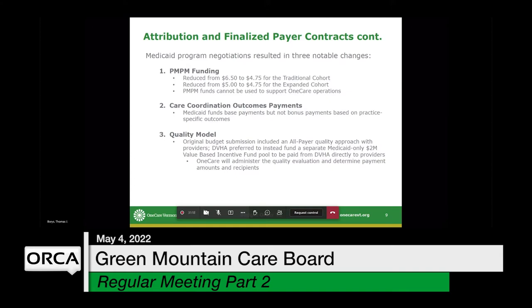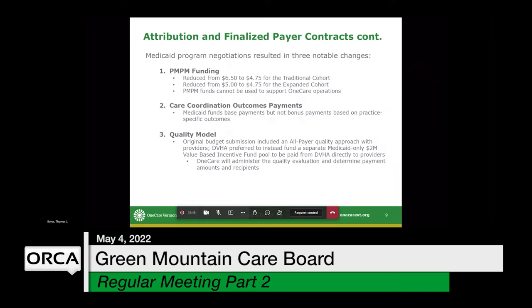And lastly on this slide, the quality model. I spoke to the VBIF earlier, but to elaborate a little bit more, the original budget submission included an all-payer quality approach. This was in response to providers who often say to us, we don't treat our patients differently. If it's Medicaid or commercial, we treat them the same, which I can understand. So we've tried to develop programs that are a little bit less payer-specific and a little bit more all-payer.